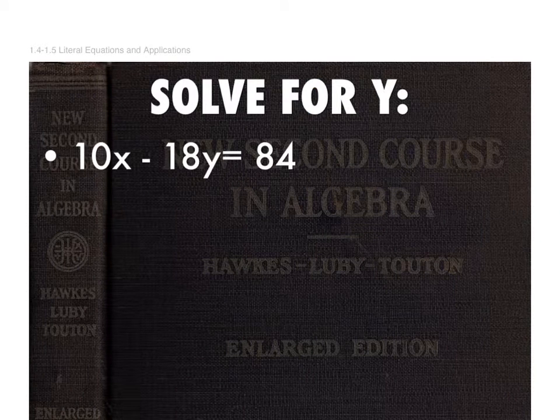The next thing we're going to do is we're going to solve for y. So given an equation that's in standard form, we're going to rewrite it into slope-intercept form. So again, we want to isolate the variable. In this case, we want to isolate y. So again, we always want to add or subtract away from the variable. So I need to get rid of the 10x.